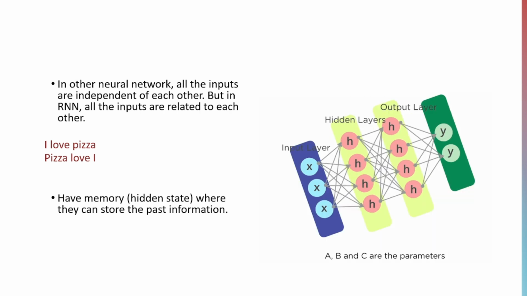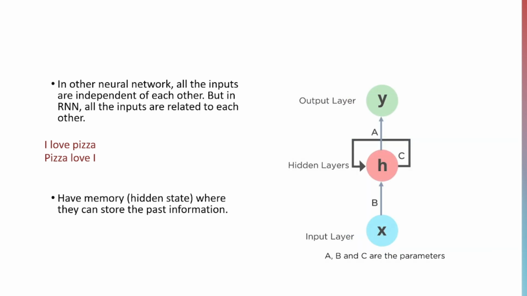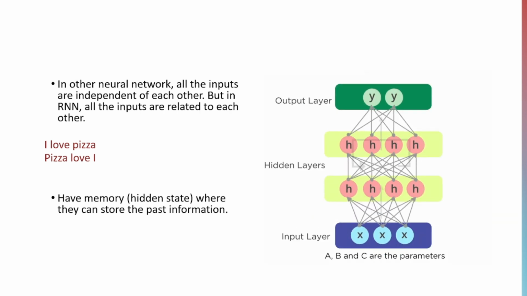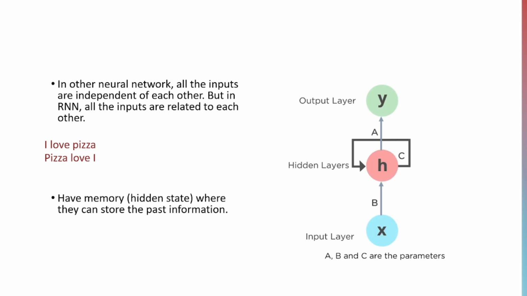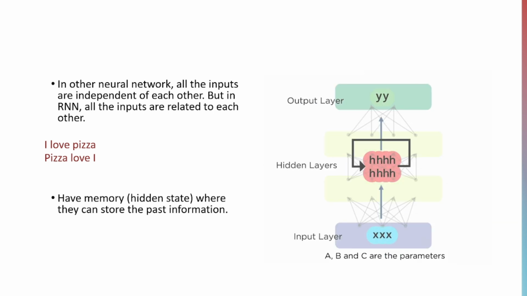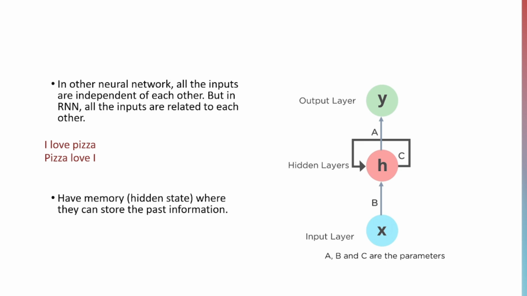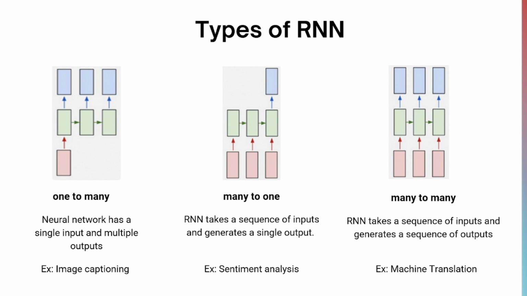RNNs have a hidden state or memory. They remember past information and use it to predict the next step. Think of it as reading a story. Every new word changes your understanding of the story based on what you've already read. RNNs can handle different types of sequences. One-to-many, like generating text from a single input. Many-to-one, for example, sentiment analysis, where a sentence is analyzed for emotion. Many-to-many, like translating a sentence from one language to another.